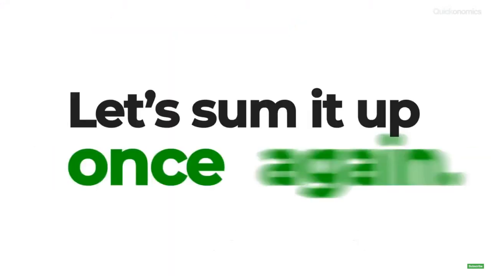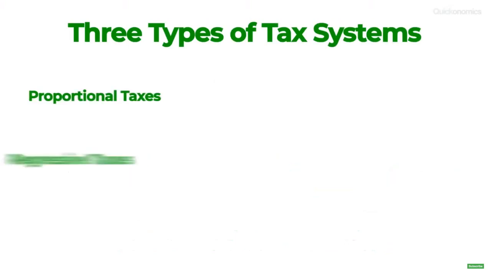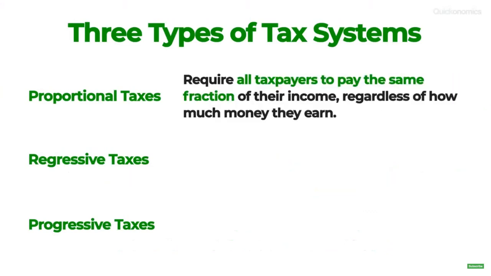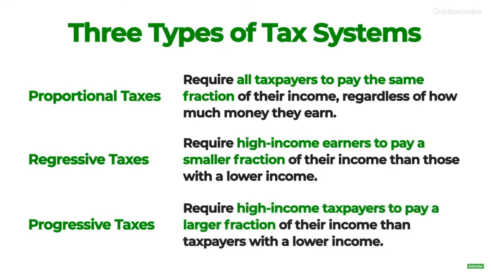So, let's sum it up once again. The three most important types of tax systems are proportional, regressive, and progressive tax systems. Proportional taxes require all taxpayers to pay the same fraction of their income, regardless of how much money they earn. Regressive taxes require high-income earners to pay a smaller fraction of their income than those with a lower income. And finally, progressive taxes require high-income taxpayers to pay a larger fraction of their income than taxpayers with a lower income.